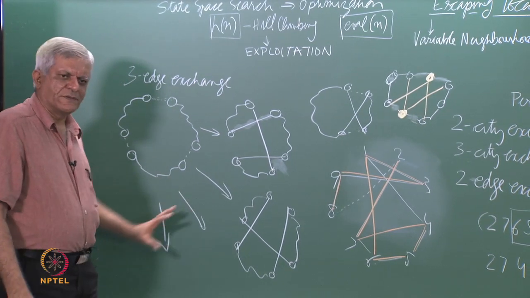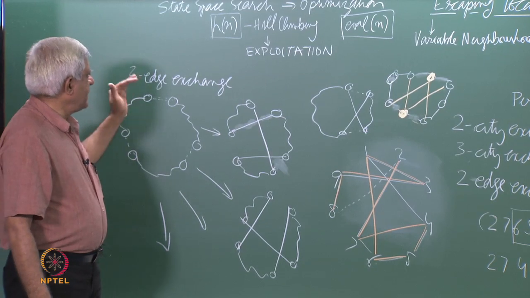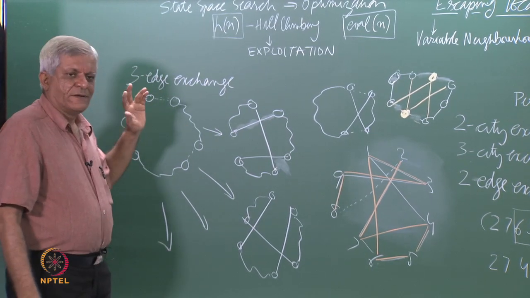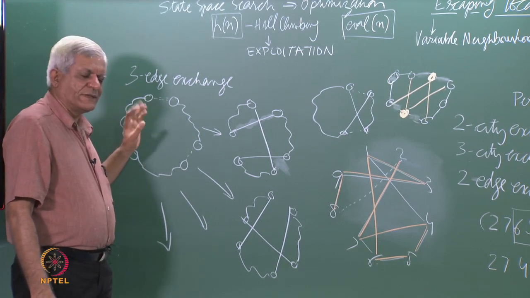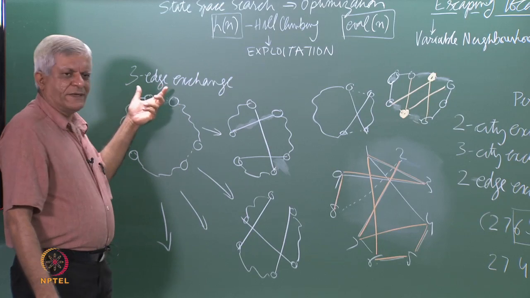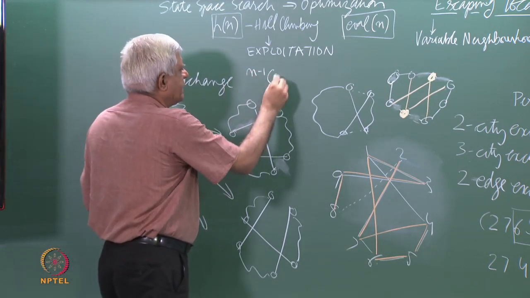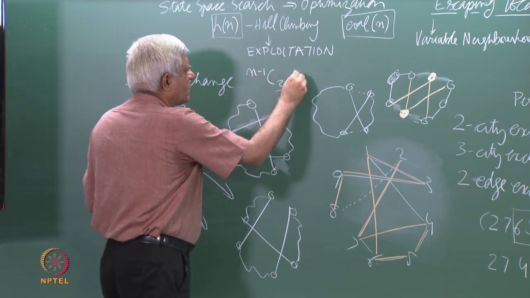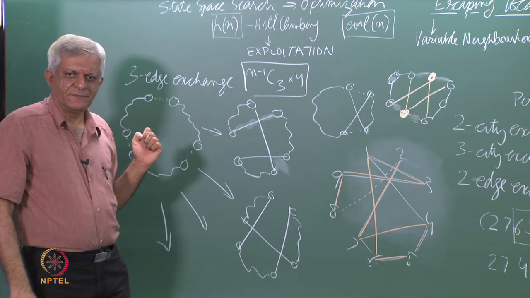And there are two more different ways of doing it. So, I will leave that as a small exercise for you. So, 3 edge exchange: if you take out 3 edges, you can put them back in 4 different ways, and you can take out 3 edges in n minus 1 C 3 ways. So, into 4, these many neighbors you get essentially.